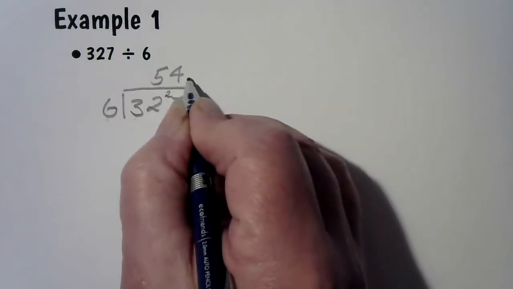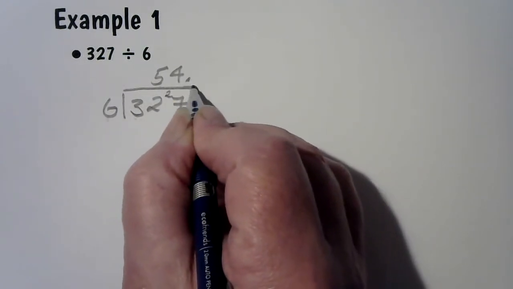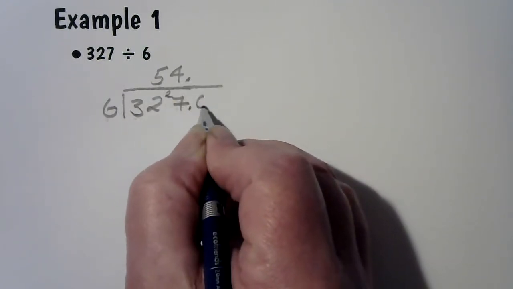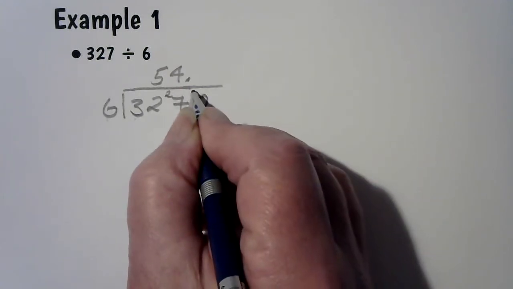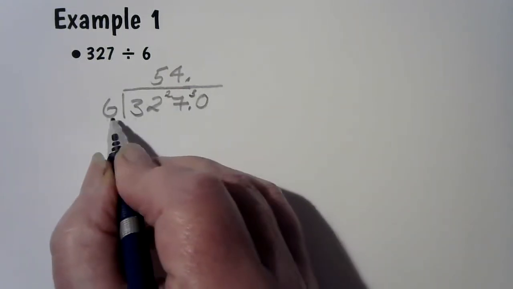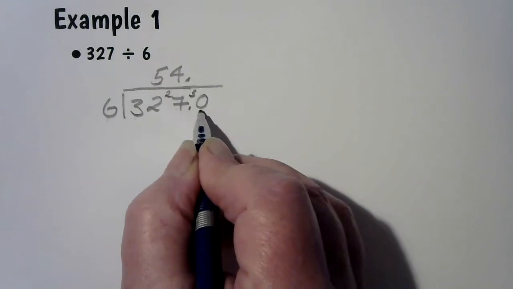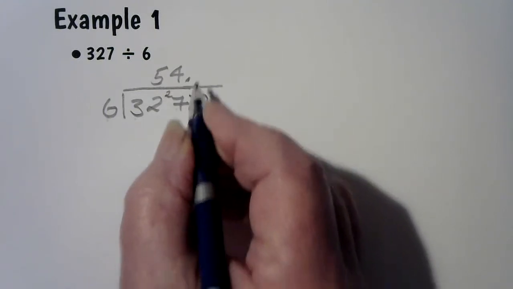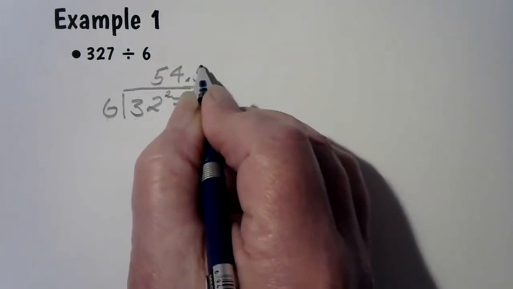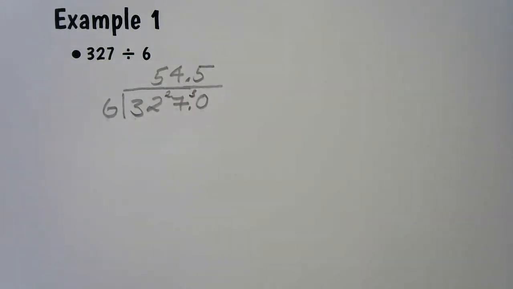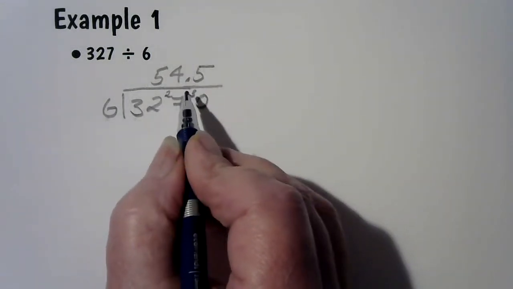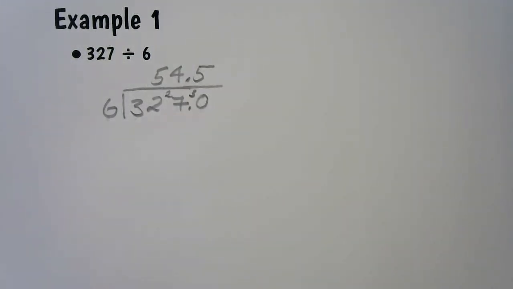Well, I'm going to do it as a decimal. So I put a 0 there. My remainder is 3. So how many times does 6 go into, I read this as 30, and the answer is 5. This time, being a clever boy, I remembered to bring the decimal point up. Okay, let's have a look at another example.